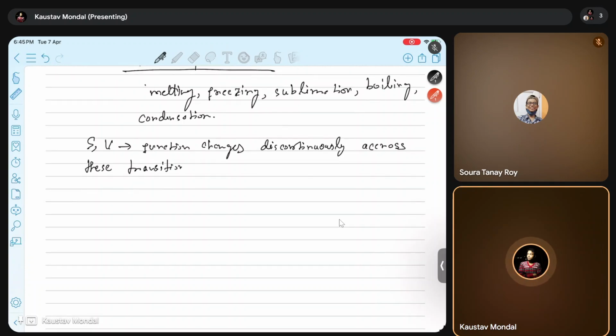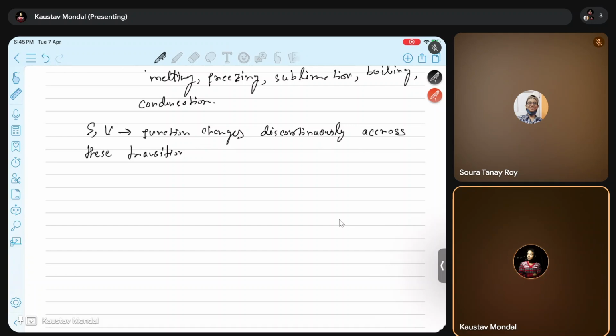And the reason for the first order term is that this entropy you can write as a function of Gibbs free energy. S is equal to minus del G del T at constant P, and V, the specific volume, is del G del P at constant T. So these first derivatives with respect to temperature and pressure of Gibbs free energy show a discontinuity during the phase transition. So that's why it's known as the first order phase transition.